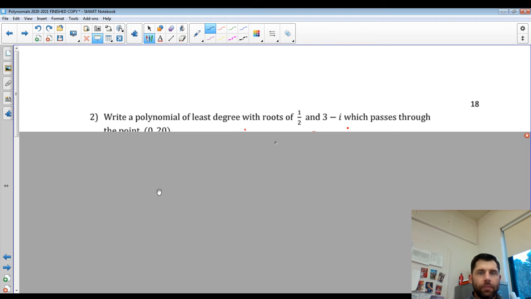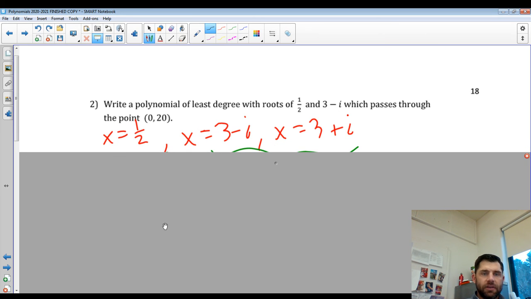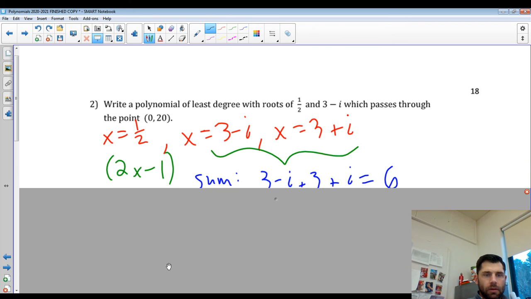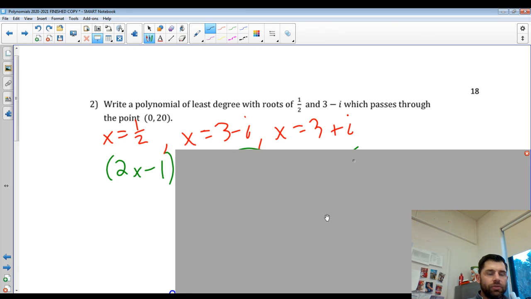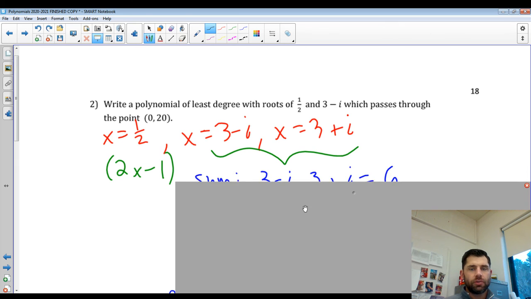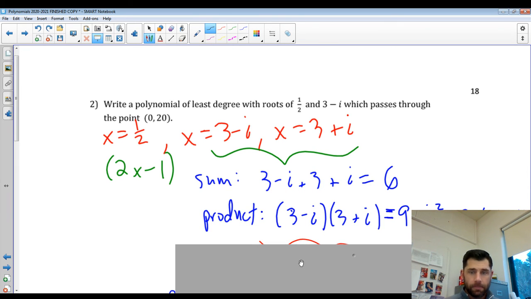Okay, so hopefully you paused and gave it a shot. So there's my roots. x equals 1/2, x equals 3 minus i, x equals 3 plus i. I mentioned this last time, it's a lot easier when we're doing our multiplication to turn that 1/2 into a 2x minus 1. You don't have to, but it's nice to do it sometimes, make your life a little easier. And then I would encourage you to get a little practice with this. So we do our sum of the roots, we do our product of the roots.